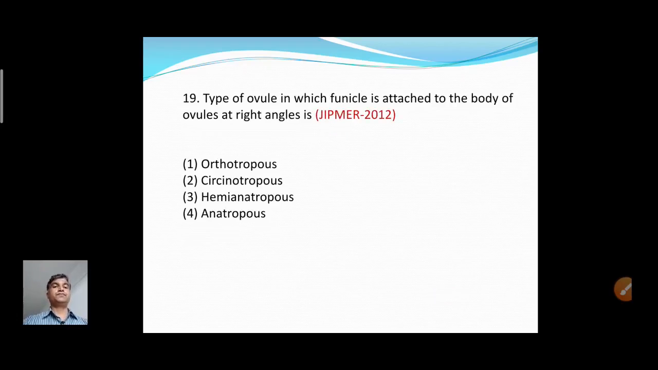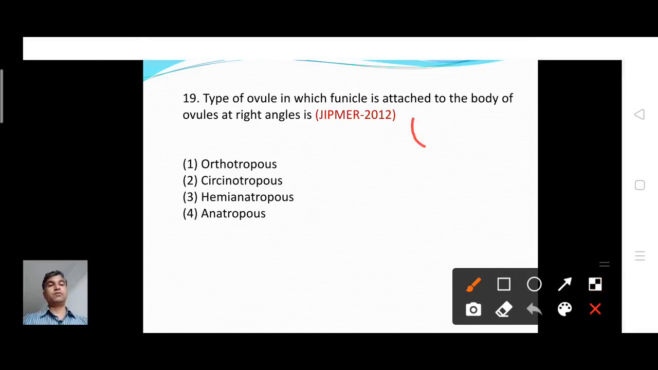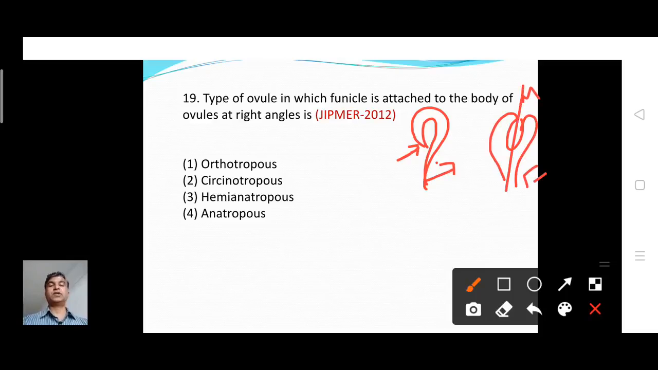Question number 19. The type of ovule in which the funicle is attached to the body of the ovule at a right angle. Yes, we covered this in the synopsis, types of ovules. In your textbook, only one ovule type is given, with this shape. The micropyle is near the funicle. This is a micropyle, this is a funicle. It is a complete 180-degree rotation. So the anatropous ovule is like this, with the micropyle and funicle, almost 180 degrees, a little straight.